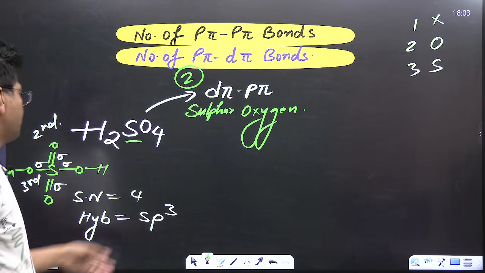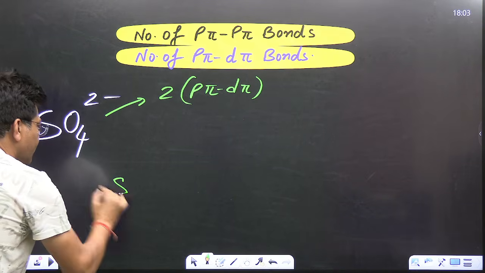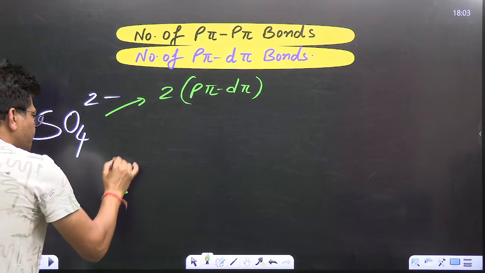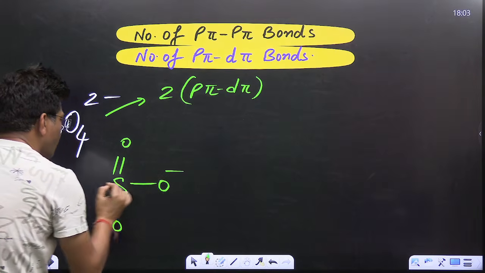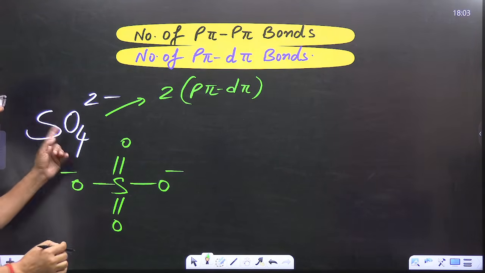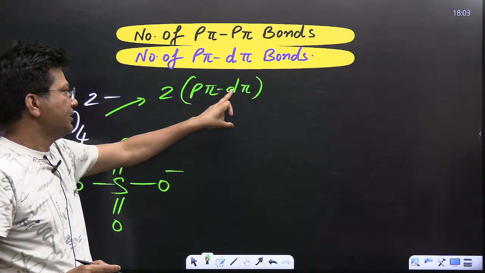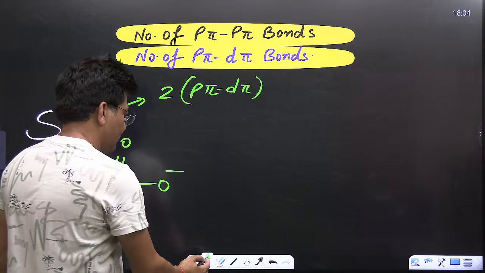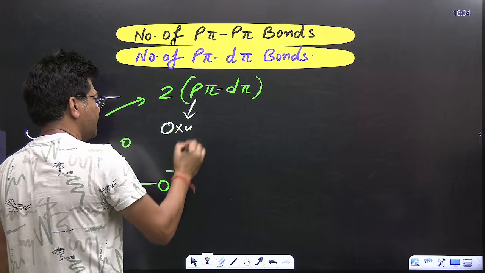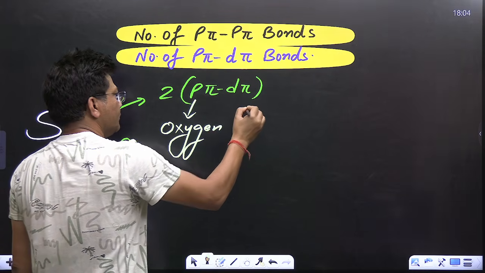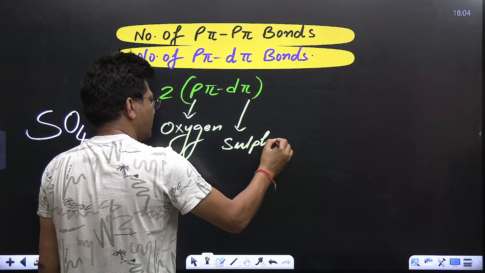So one more example: sulfate. If I talk about sulfate, its structure is S double bond O, O negative, O negative. Same as the previous structure, it has two p pi and d pi. The p pi is from oxygen and the d pi is from sulfur. This is from oxygen because oxygen belongs to second period, and this is from sulfur, which belongs to third period. So my dear students, here is your answer.